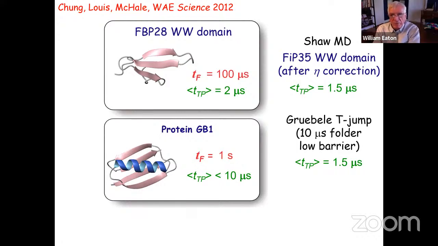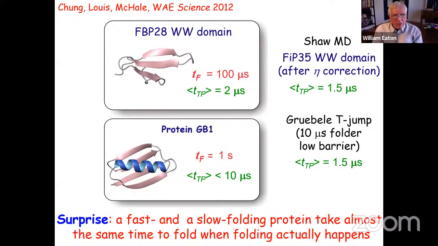Maybe it made Martin Gruebele happy because he did a clever experiment where he had a 10 microsecond WW domain folder. Again, a slightly different one with a low barrier such that there was a population of molecules at the top of the barrier. So when he jumped the temperature, the molecules fell off the barrier top. And actually it's the same model we use to analyze our single molecule experiments. And he got an average transition path time of 1.5 microseconds. So the surprise then, as I said, was that a fast and a slow folding protein take almost the same time to fold when the folding actually happens, which is the transition path.